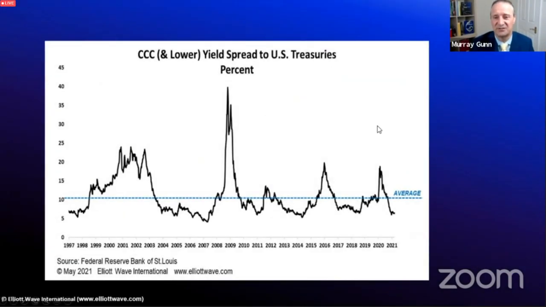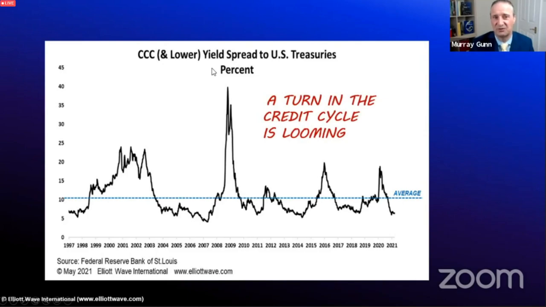Credit spreads as well. If you look at junk bonds, they're very expensive relative to treasuries. This shows the CCC and lower yield spread relative to the US treasuries, and we can see that we're down at the lows, almost at the lowest point since 2007, just before the great financial crisis.